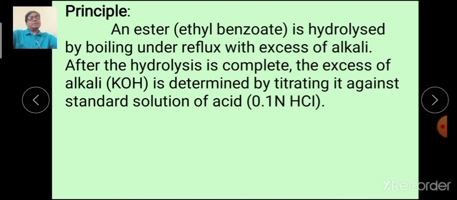The ester is hydrolyzed by boiling under reflux with excess of alkali. What is the reflux? That is boiling in the water bath using water condenser. And after the hydrolysis is complete, the excess amount of alkali, that is retained in the solution, is determined by titrating it against standard solution of acid, that is 0.1 normal hydrochloric acid.